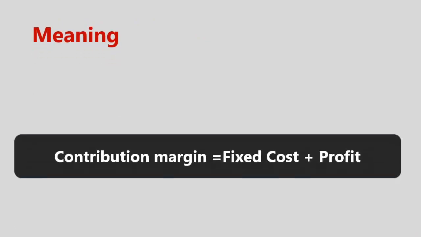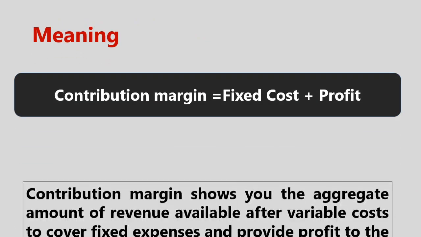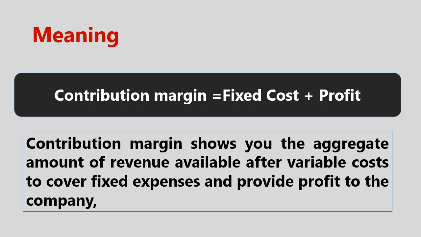See the meaning of contribution with the help of another formula. Contribution margin shows you the aggregate amount of revenue available after variable cost to cover fixed expenses and provide profit to the company. Students, try to understand. When we receive the contribution, we can cover the fixed expenses. If the contribution is more or contribution is enough to cover the fixed expenses, we can generate profit.